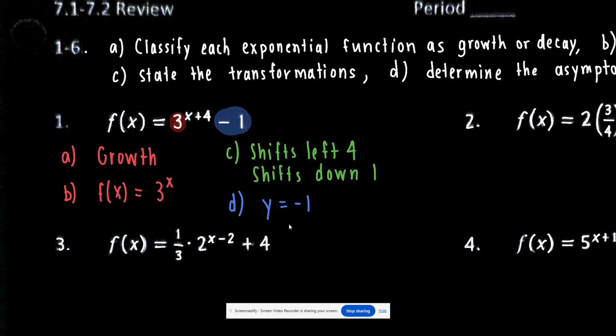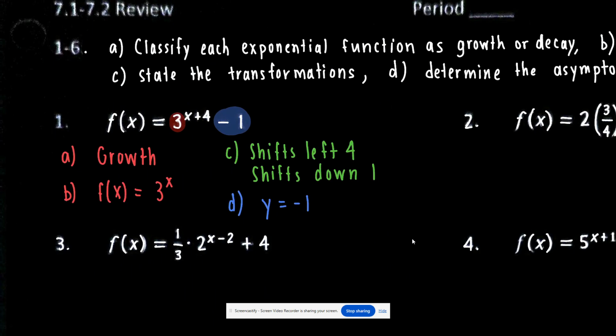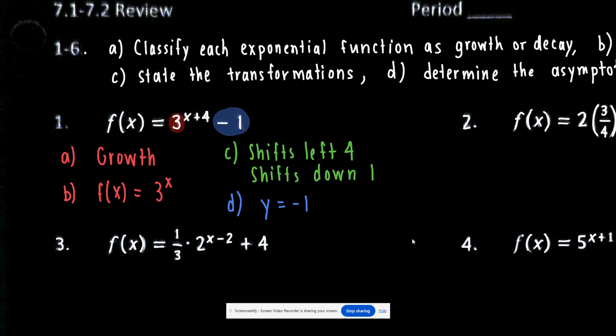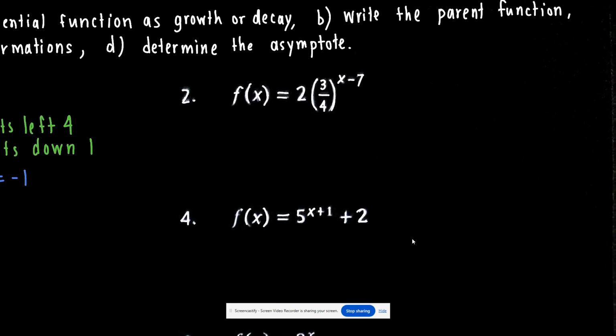Now listen to me. If I want full credit on naming the asymptote, you can't just say negative 1. You have to state it as a horizontal line. And you state horizontal lines using y equals negative 1. Okay? So there is all 4 parts of number 1. Let's move on to number 2.